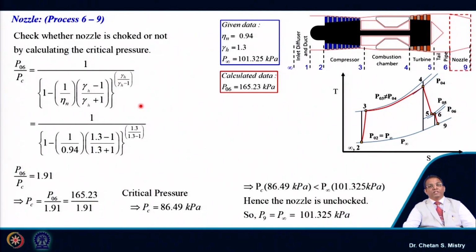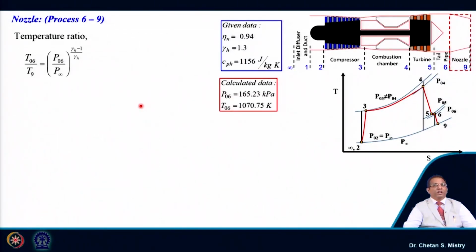Now, look at this number. What we realize is that this pressure is very much lower than my atmospheric pressure. So, we can say my nozzle is an unchoked nozzle, and that is the reason why we are considering our exit pressure as atmospheric pressure, and that is 101.325 kilopascal.